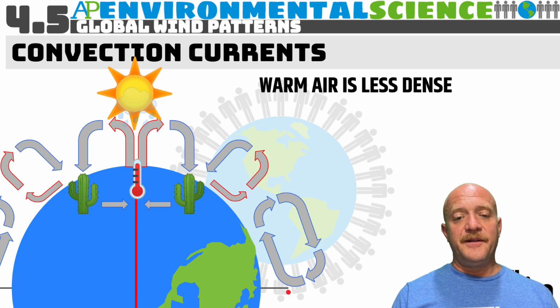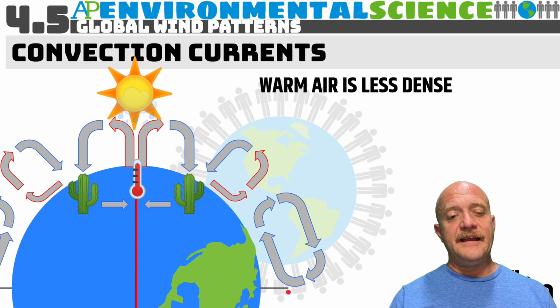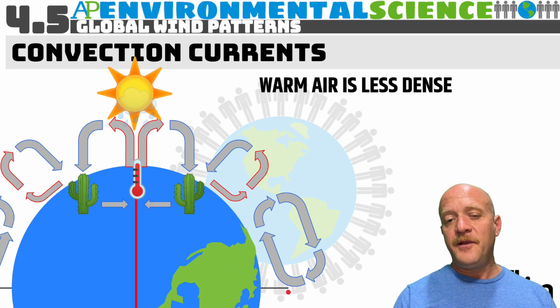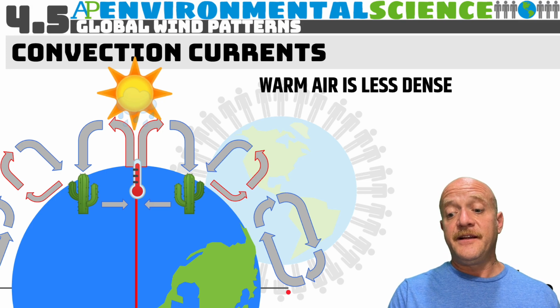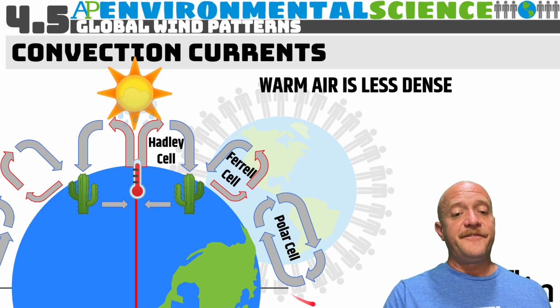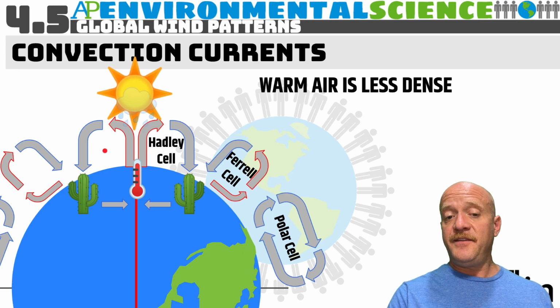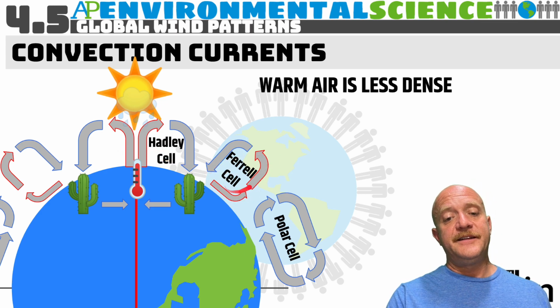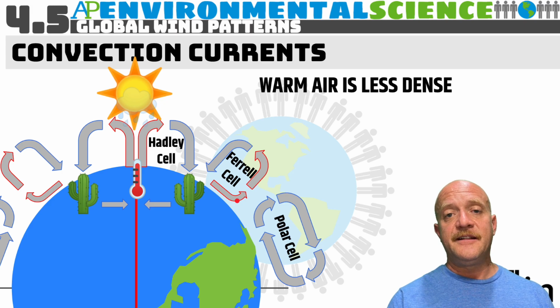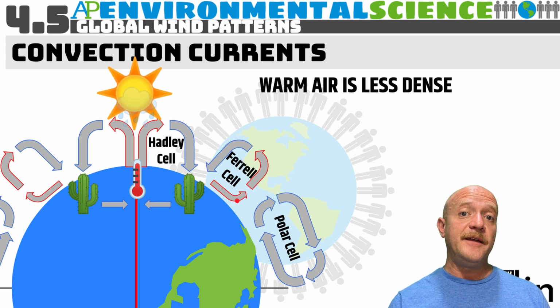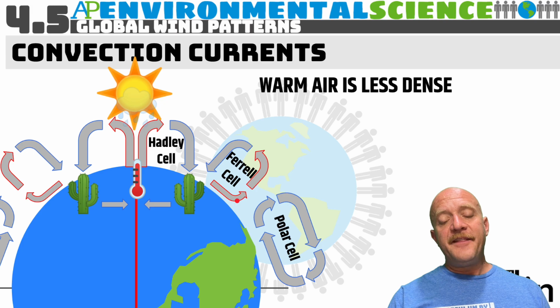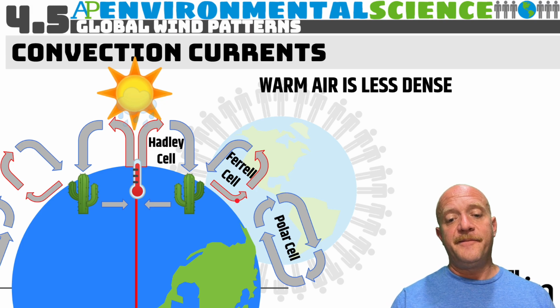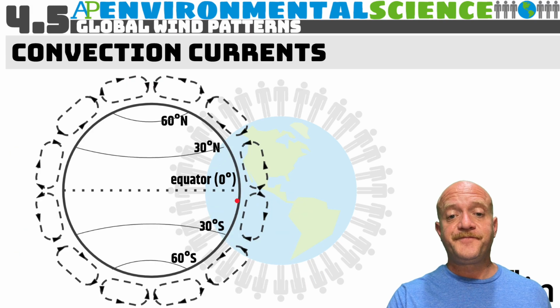Now, why is this important? Well, this is important if you ever have to figure this out on your own, and we'll be talking about this during class. But this first cell, the Hadley cell, is found in the tropical areas north and south of the equator. The Ferrel cell is the atmospheric cell that is found in the area that we live. And the polar cell is found near the north and the south pole.